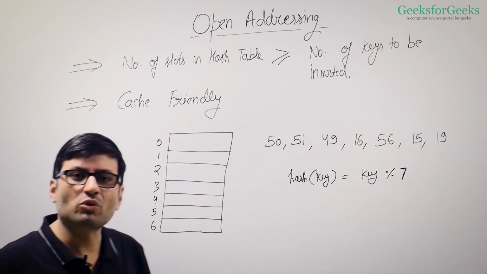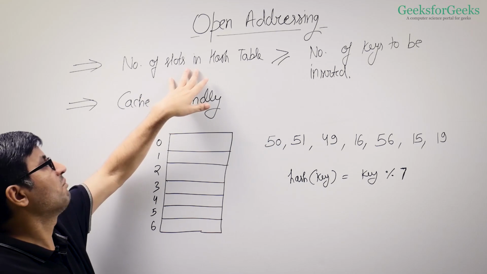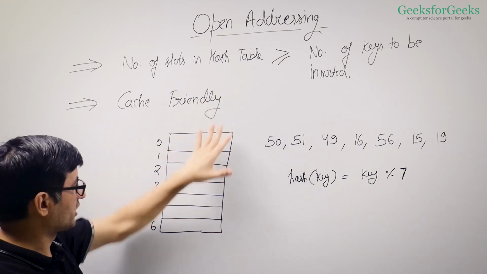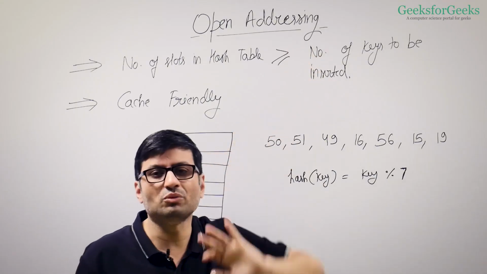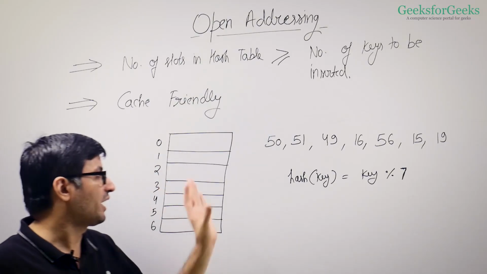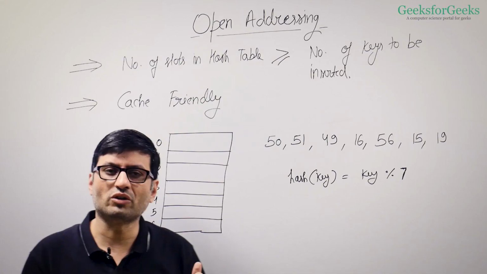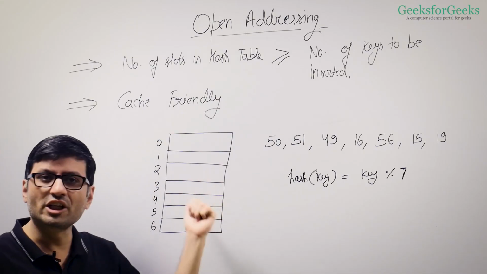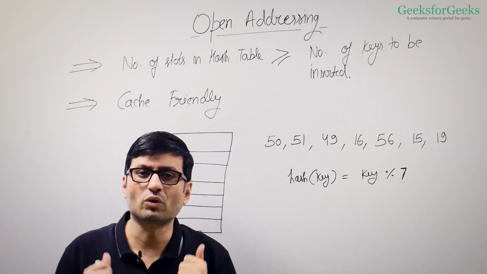One basic requirement for open addressing is that the number of slots in the hash table, or this array size, should be greater than or equal to the number of keys to be inserted. So if you want to insert 100 keys, your hash table size should be at least 100, because you are going to insert everything into this same hash table, right? So this is one basic requirement of open addressing.